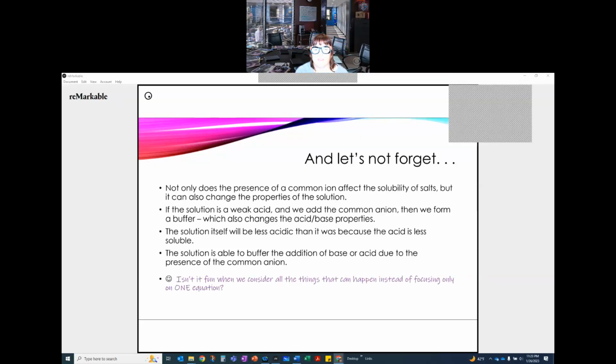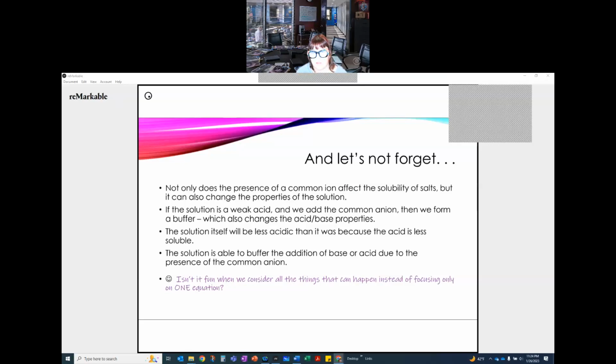Let's not forget, not only does the presence of a common ion affect the solubility of the salt, but it can also change the properties of the solution. If a solution is a weak acid and we add the common ion, then you form a buffer. And that buffer will then have resistance to changes in pH. So that's something we have to be able to look for and think about. The solution itself will be less acidic than it was because the acid is less soluble.